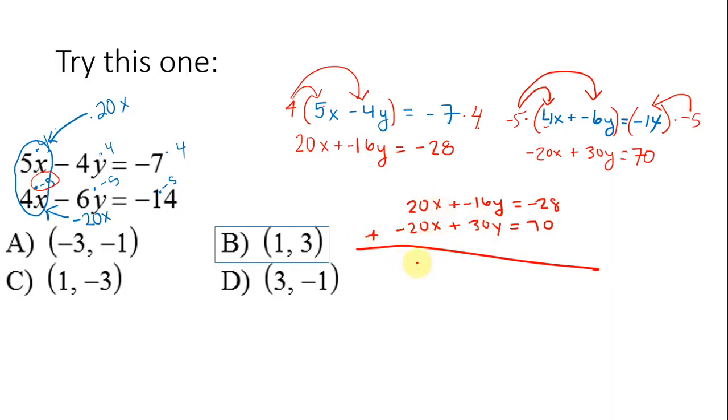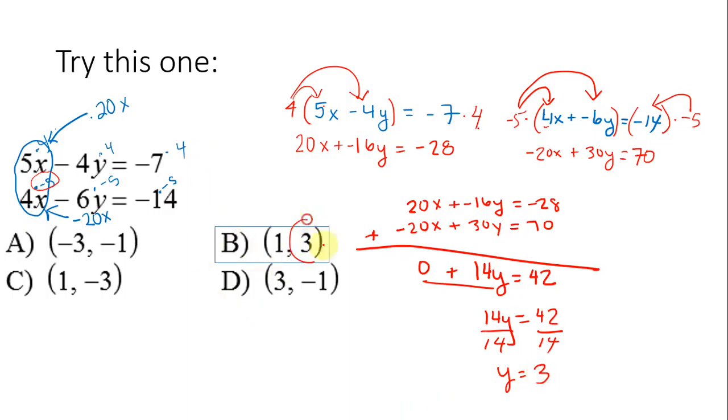Alright, so 20x and negative 20x are going to make 0. This will give me positive 14y, and this will give me positive 42. So 14y equals 42, and dividing 42 by 14 gives me y equals positive 3. So my y coordinate of my solution is going to be positive 3. I'm going to look around and I see that answer choice B is the only one that has a positive 3 as the y coordinate. I know answer choice B is my correct solution.